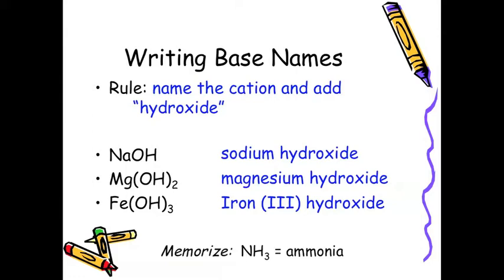The one major base that we're going to look at that does not have OH in it is ammonia. If you see NH3, know that this is a base. Yes, it has H in it, and normally acids have H in it, but NH3 functions as a base. So remember that, that's ammonia.